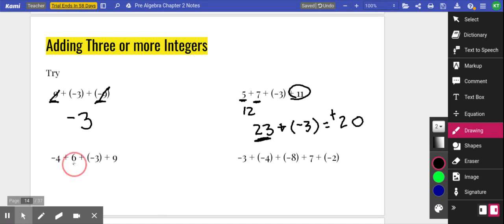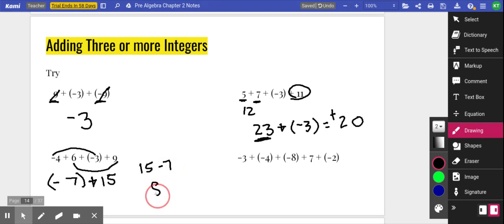Here I'm going to add the positives together, which would give me positive 15. I'm going to add these ones together, and that would give me negative 7. So I have different signs here, a negative and a positive. I'm going to do 15 minus 7 and get 8. And since the 15 is larger, it's going to end up being a positive 8.